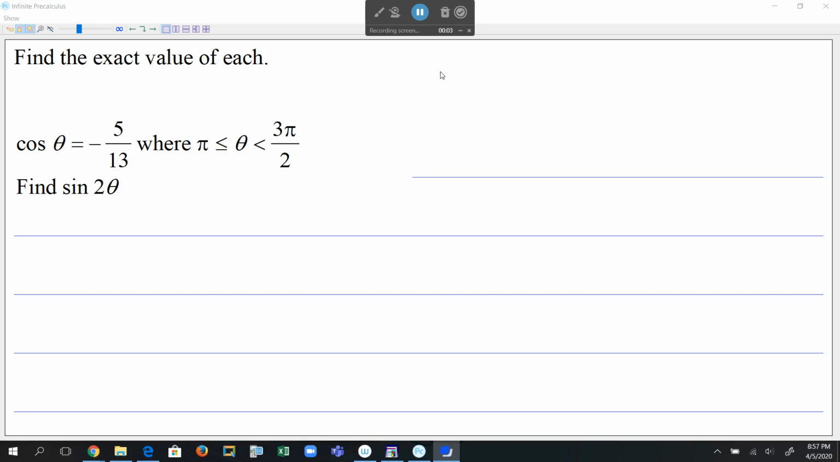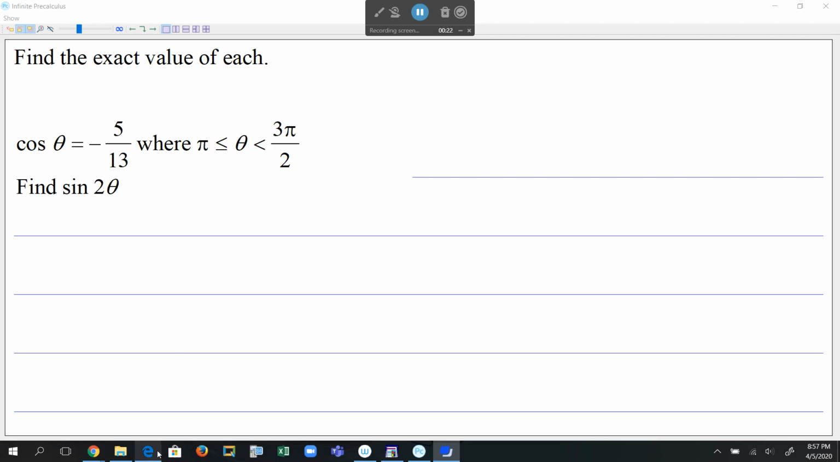Hello, in this video, we are going to find the exact value of each of the given trig identities using the double angle identities.